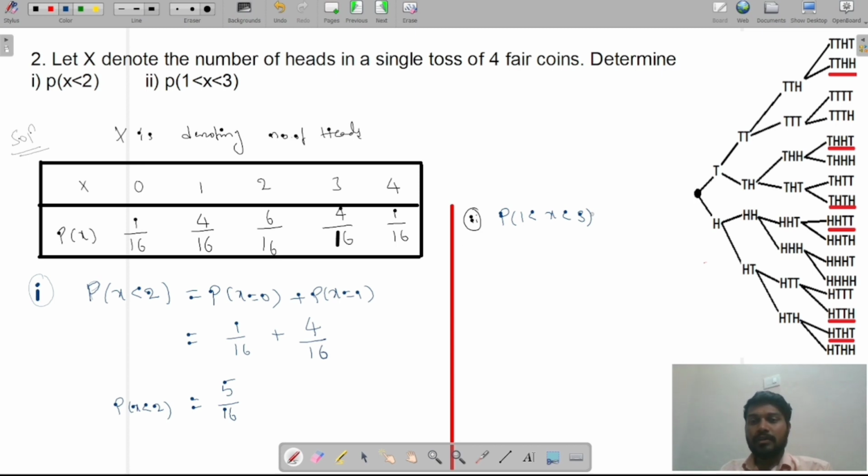Yes. So we can denote this as p of x equal to 2. So at x equal to 2, what is the probability in my table? 6 by 16. Yes. So 6 by 16 is the solution, and this is the probability at 1 less than x less than 3. I hope everyone is clear. Now we'll go to the next question.